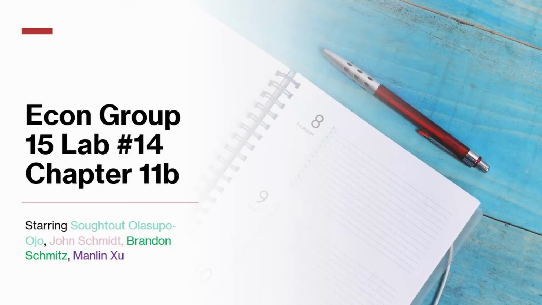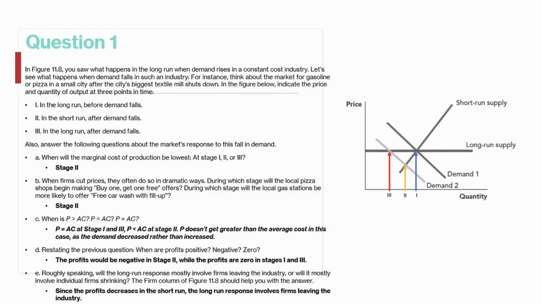In question 1, we're given a graph detailing different stages of demand falling in a constant cost industry. Stage 1, in the long run before demand falls, this is before anything happens. So of course it's going to be the blue arrow pointing to the point where demand 1, short run supply, and long run supply intersect.